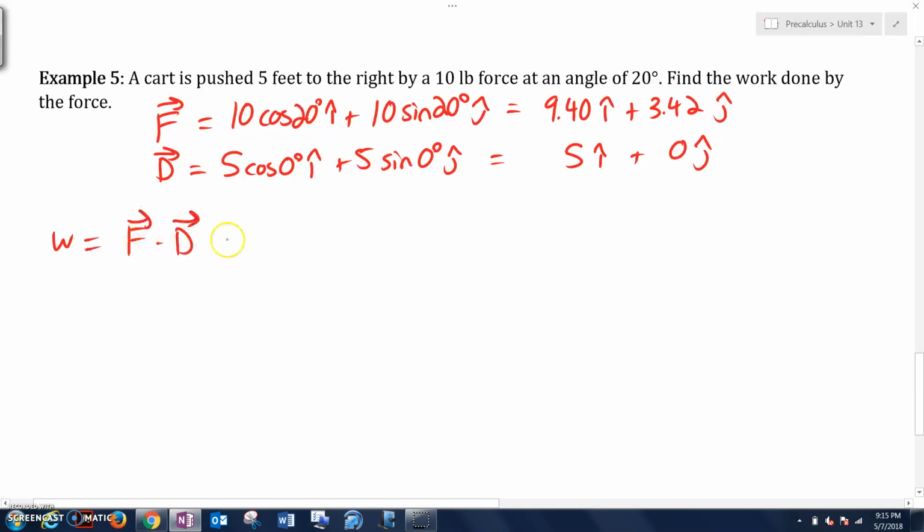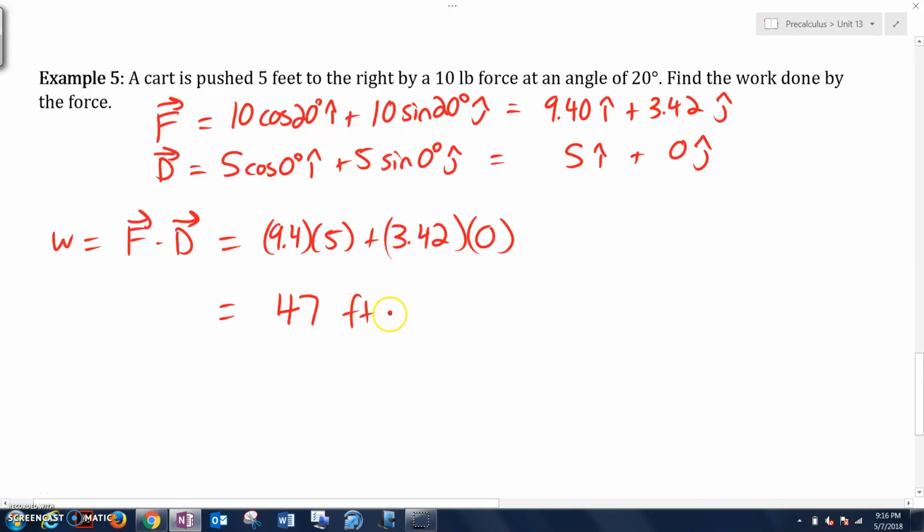Force dot displacement is equal to 9.4 times 5 plus 3.42 times 0. Again, that second piece will be 0, so you don't have to worry about it. And we get that the work done is 47. Now, because we have different units, they are foot-pounds. Instead of newton meters, they're foot-pounds. We don't call that anything else, so that would be it.